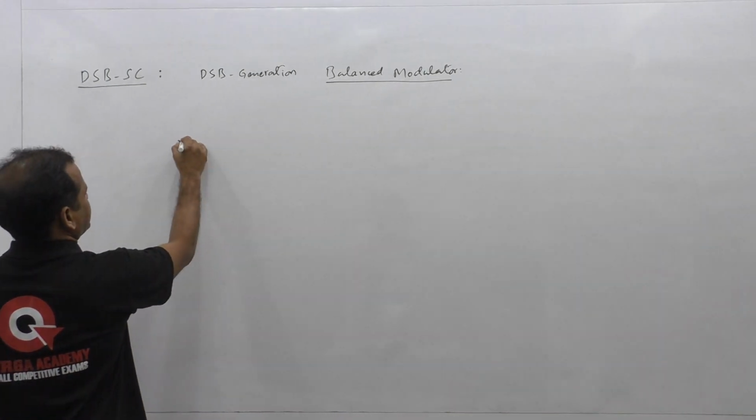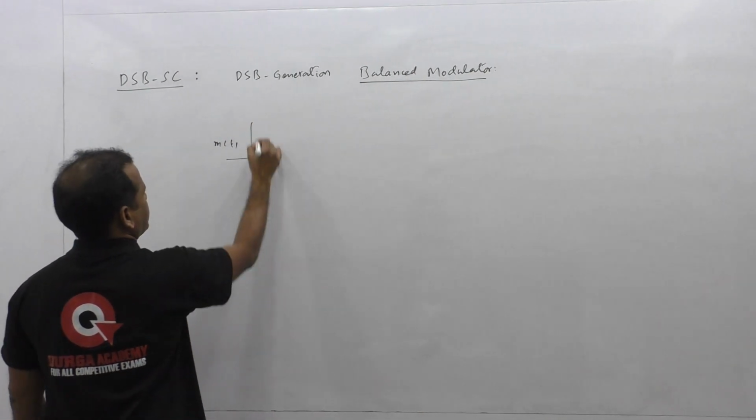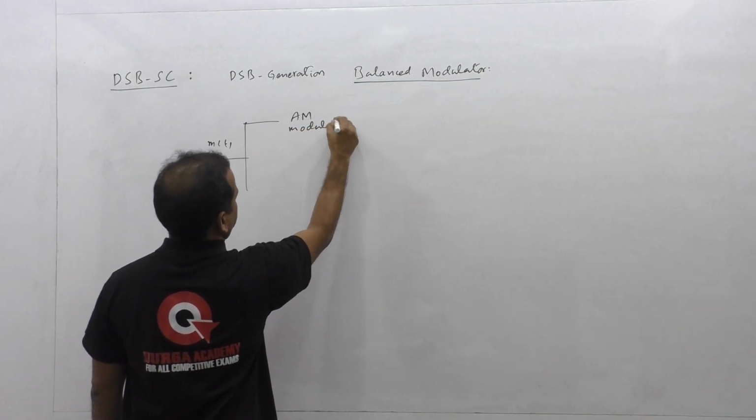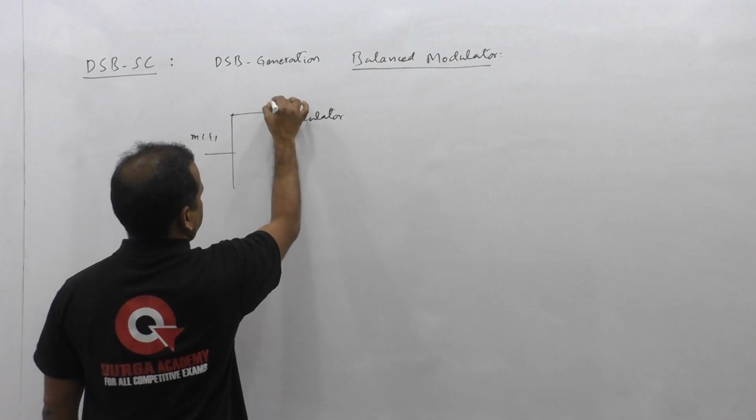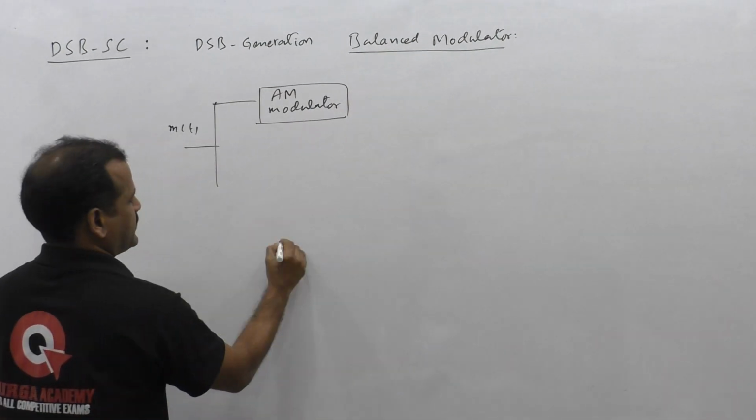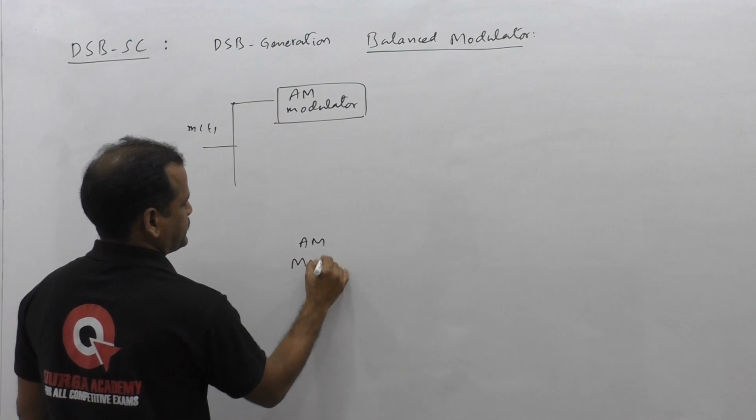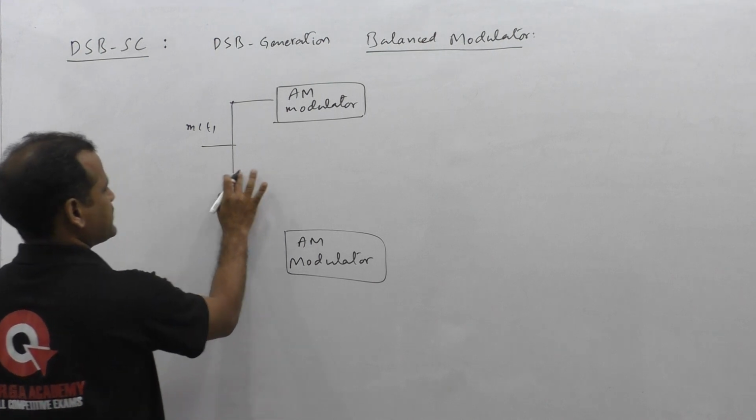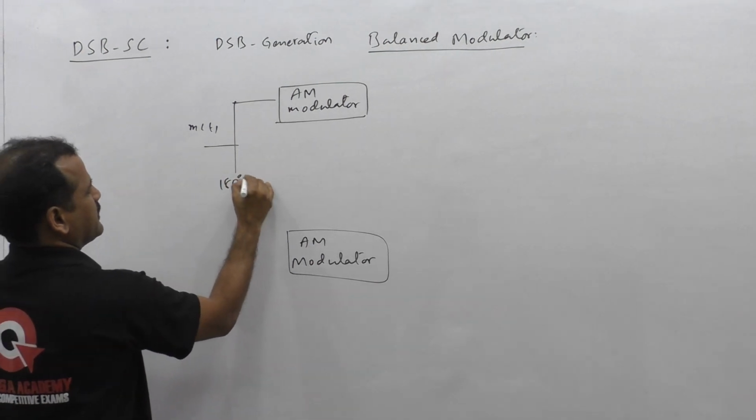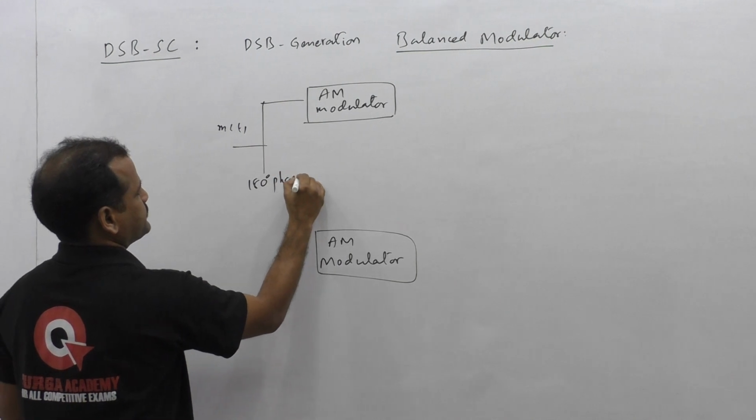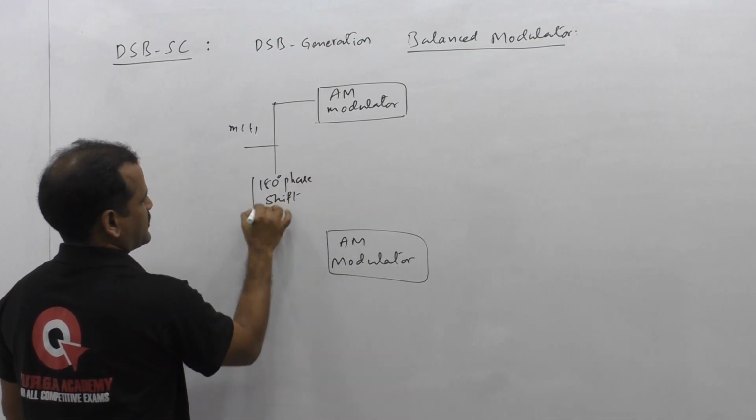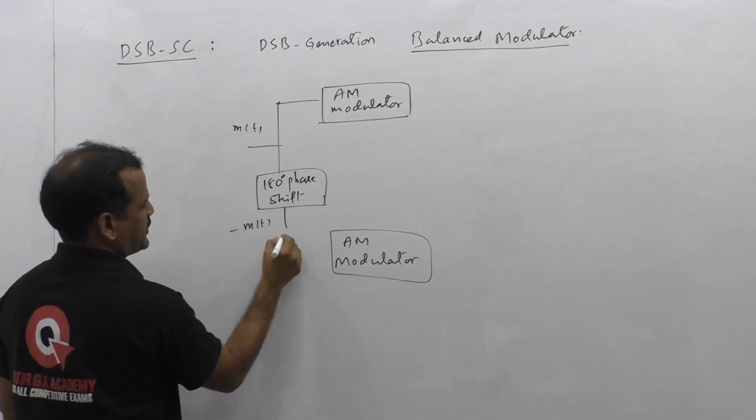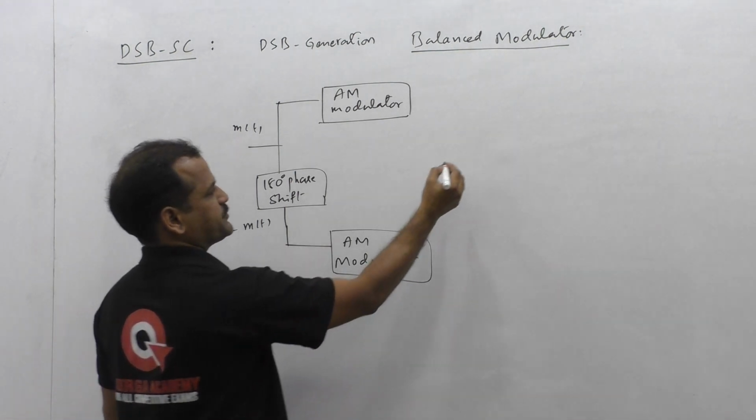Here a message signal is given to an amplitude modulation modulator, or AM modulator 1, let us take. And then one more AM modulator is considered here, for which this message signal, after it is given to a 180 degrees phase shifter, after 180 degrees phase shift we will get the inversion of the signal, that is minus of m of t. This is applied to the AM modulator here.